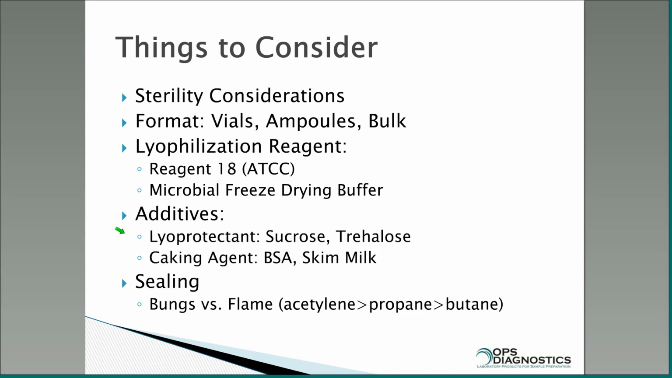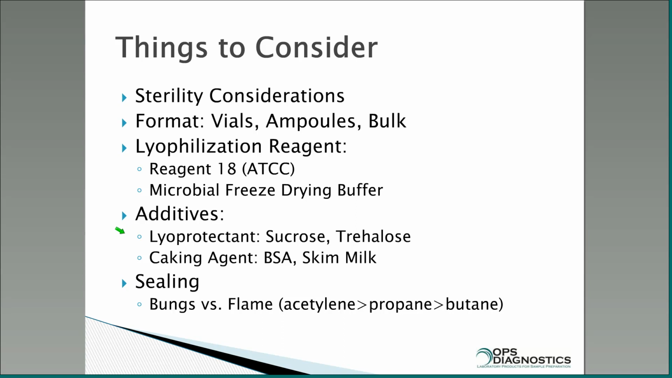Caking agents such as BSA and skim milk are good for making a matrix, a 3D structure, which allows you to freeze dry. And that 3D structure is very important because water needs to get out of the structure. And if you don't have enough structure, your sample will, what we call, collapse. And in collapsing, you end up drying your sample as opposed to freeze drying your sample.